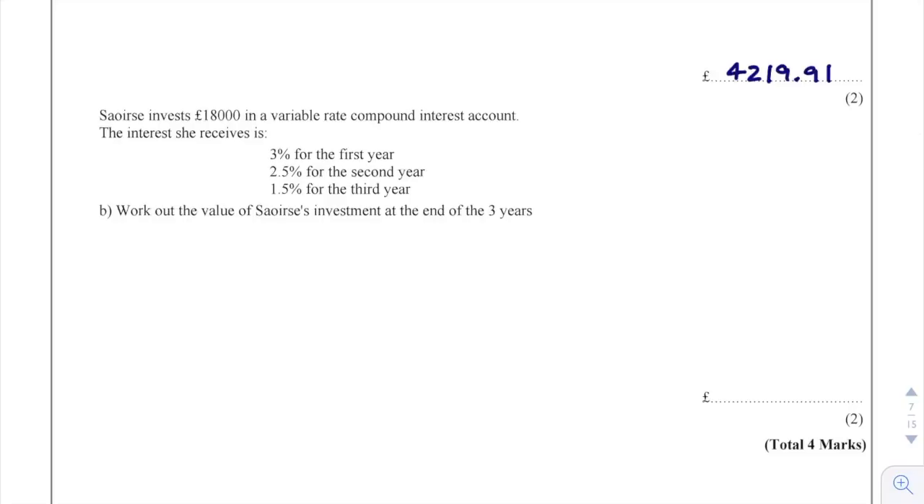Okay, so if we look at the first year, she starts off with £18,000. She receives 3% interest on top of that £18,000. So we're going to multiply it by 1.03. So if you work that out on the calculator, we get £18,540 at the end of the first year.